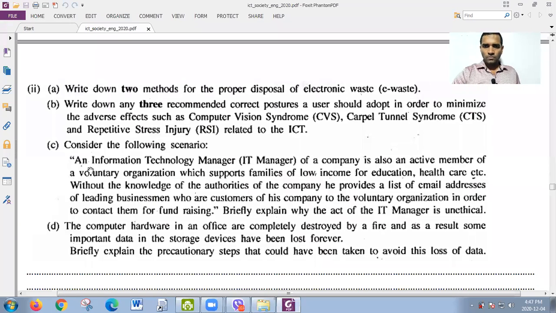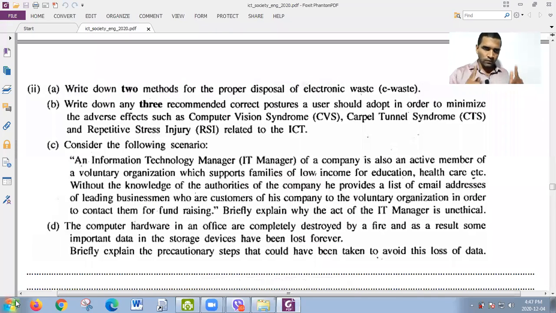Consider the following scenario. An information technology manager of a company is also an active member of a voluntary organization which supports families of low income for education, healthcare, etc. Without the knowledge of the authorities of the company, he provides a list of email addresses of leading businessmen who are customers of his company to the voluntary organization in order to contact them for fundraising. Briefly explain why the act of the IT manager is unethical.